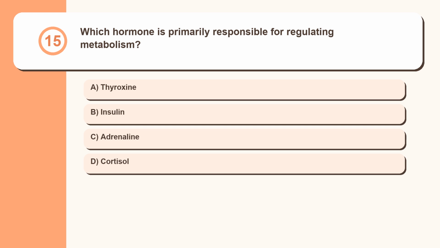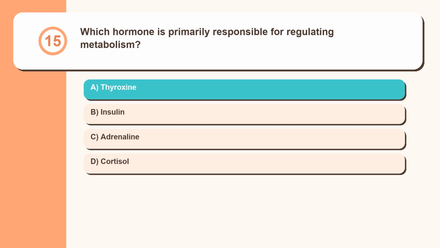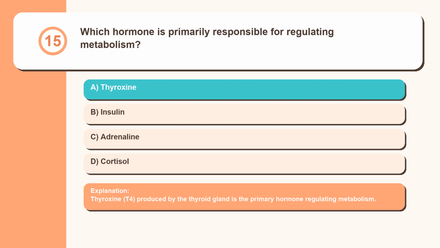Question 15. Which hormone is primarily responsible for regulating metabolism? Thyroxine, insulin, adrenaline, cortisol. Thyroxine, T4, produced by the thyroid gland, is the primary hormone regulating metabolism.